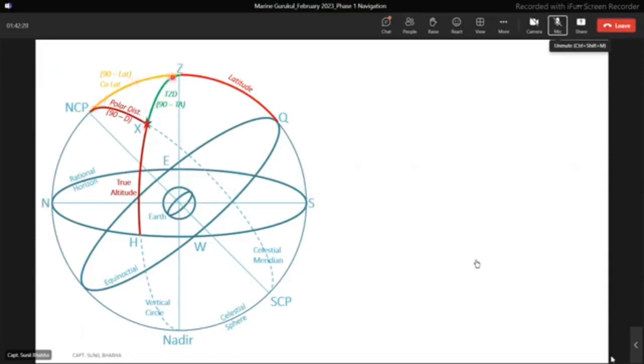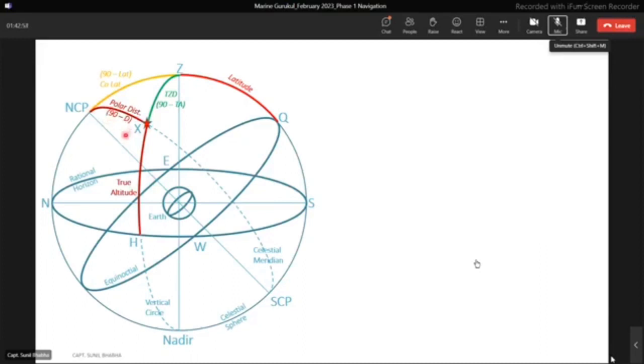The PZ side is the colat, 90 minus latitude. The ZX side is the true zenith distance, which is 90 minus true altitude. The side HX represents the altitude of the body. And the third side PX is the polar distance, which is equal to 90 minus declination.